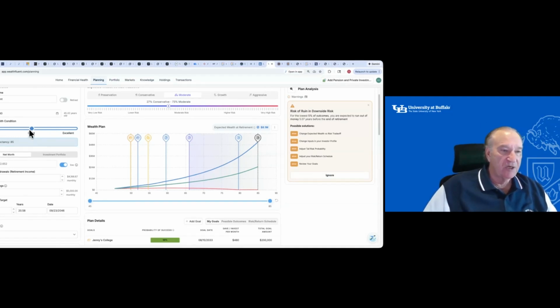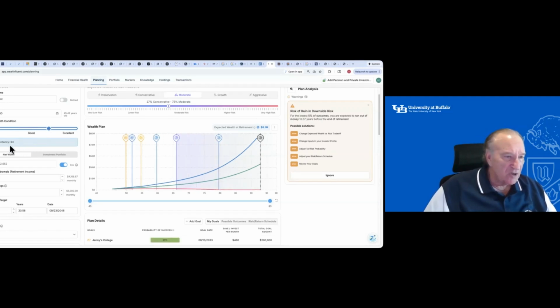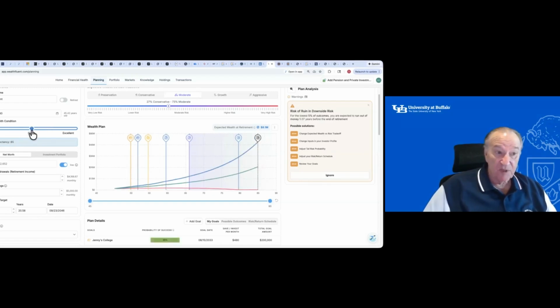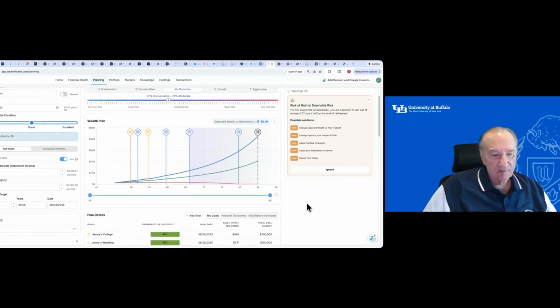Health put down as good. What would happen if we change this? So she's really healthy. Well, she is just increasing her life expectancy from 85 to 93. And that could be a hedge also against a plan where she doesn't want to run out of money before the end of her retirement.